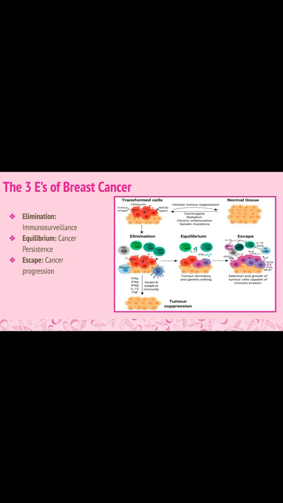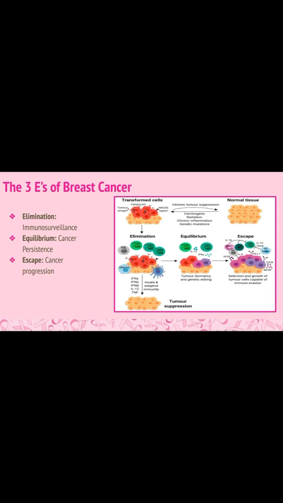In the second stage, which is known as the equilibrium phase, the immune system prevents cancer cells' growth but can't eradicate the remaining cancer cells. Some of the cancer cells are then induced to create genetic modifications due to the selective pressures of the immune system attacks. These modified cells are then able to evade the immune response.